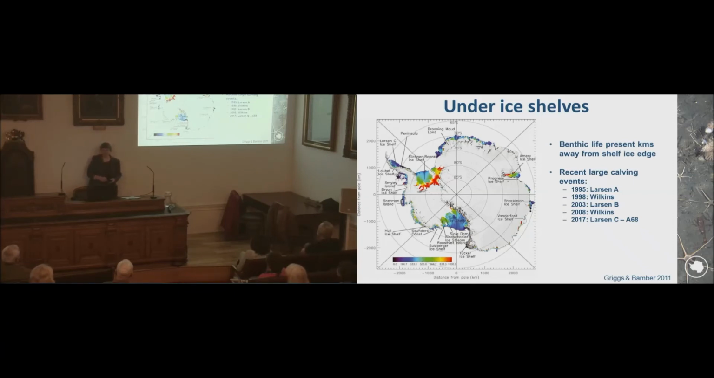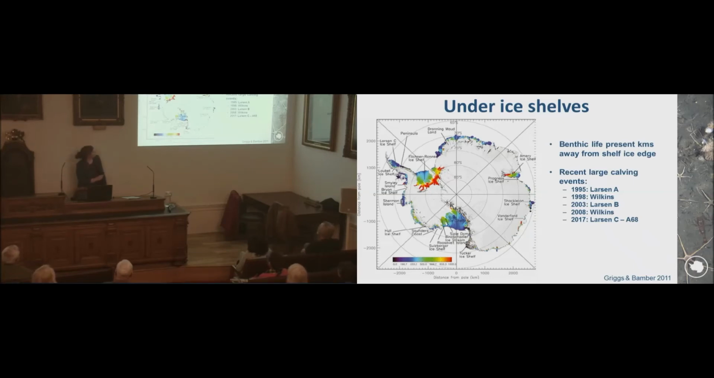What is the fauna that we find there? Recently, the ice shelves have been in the media because we had huge calving events. The entire Larsen A ice shelf here, which is not even marked, collapsed in 1995. The Wilkins ice shelf here collapsed and disappeared completely in 1998.